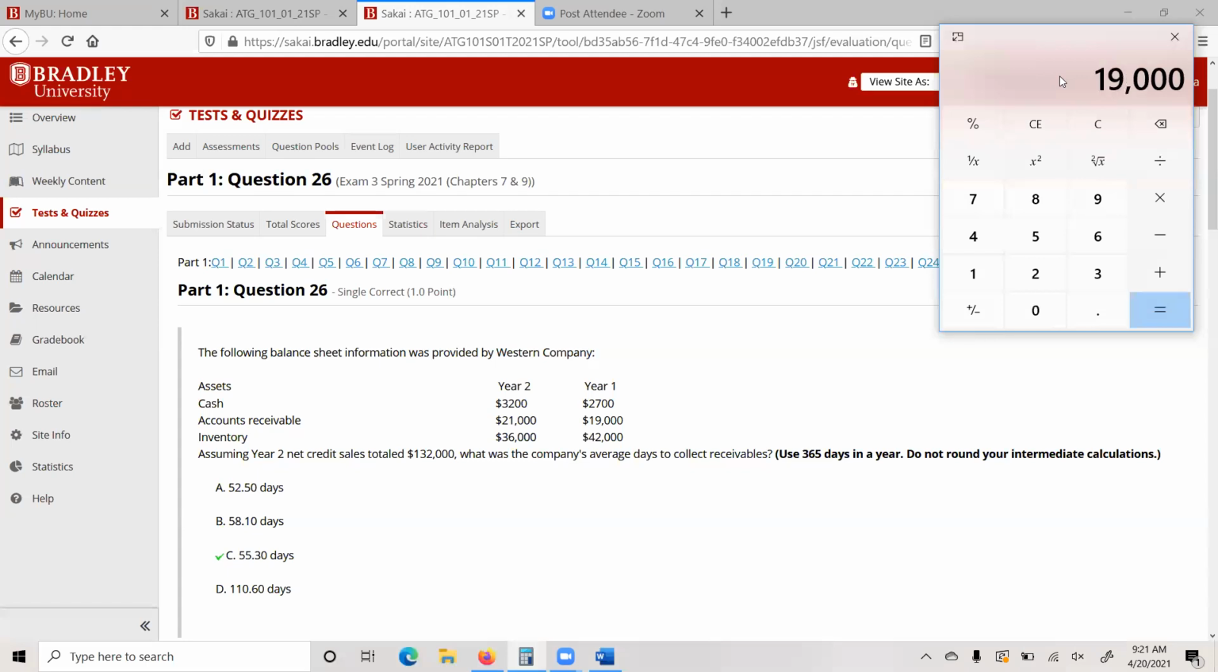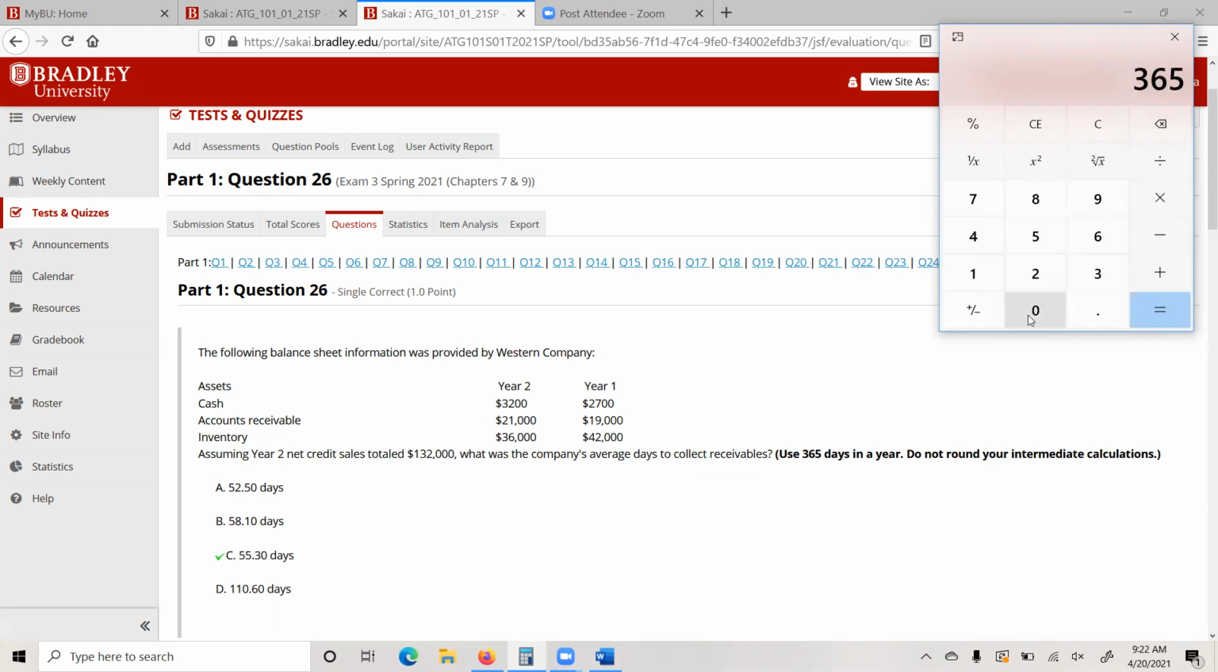So year 1 accounts receivable, 19,000. Add year 2, 21,000. Divide by 2, gives us $20,000 of average receivables. So from that amount, we'll keep that in memory, $132,000 of credit sales divided by our $20,000 of average accounts receivable. So we turn accounts receivable over an average of 6.6 times per year.